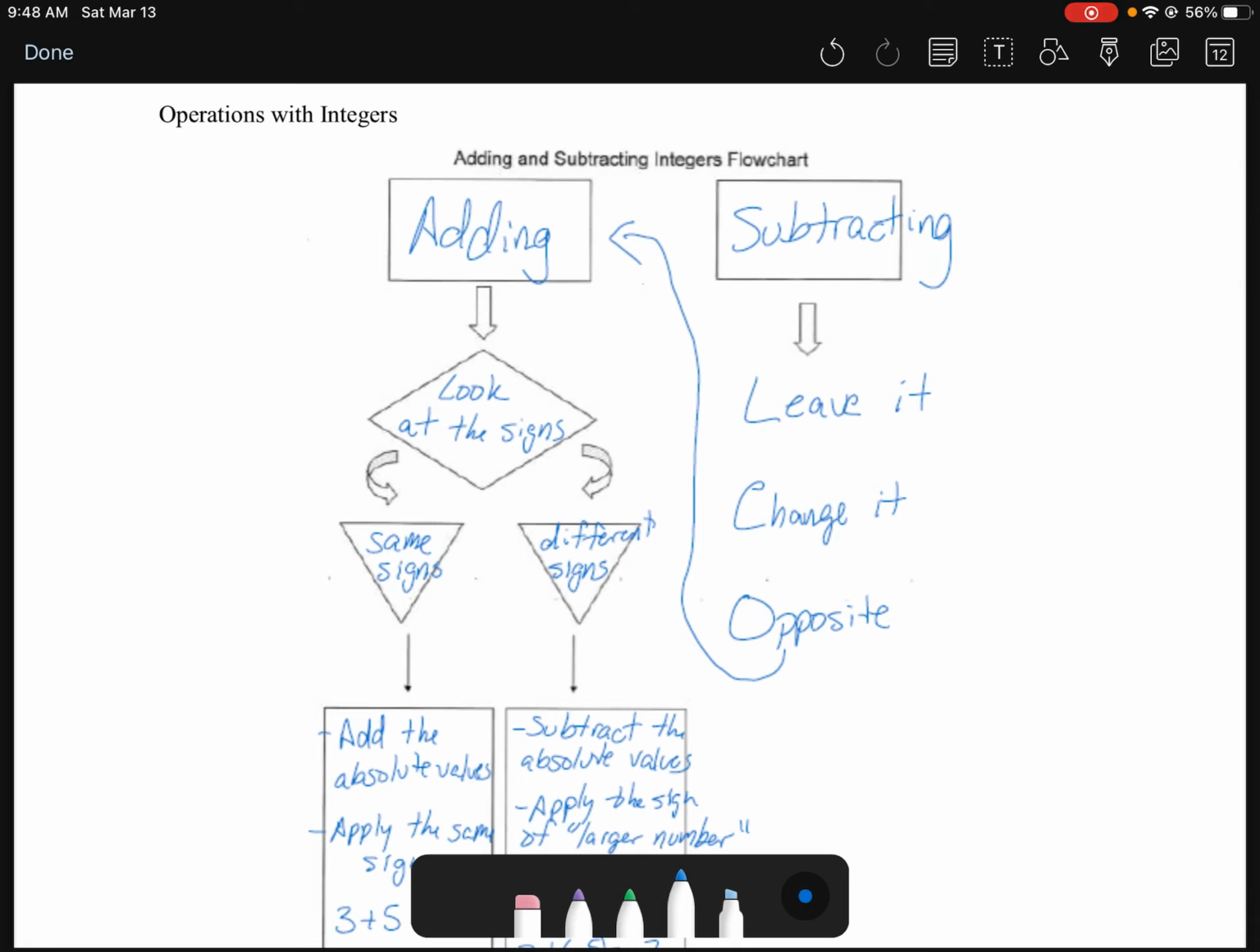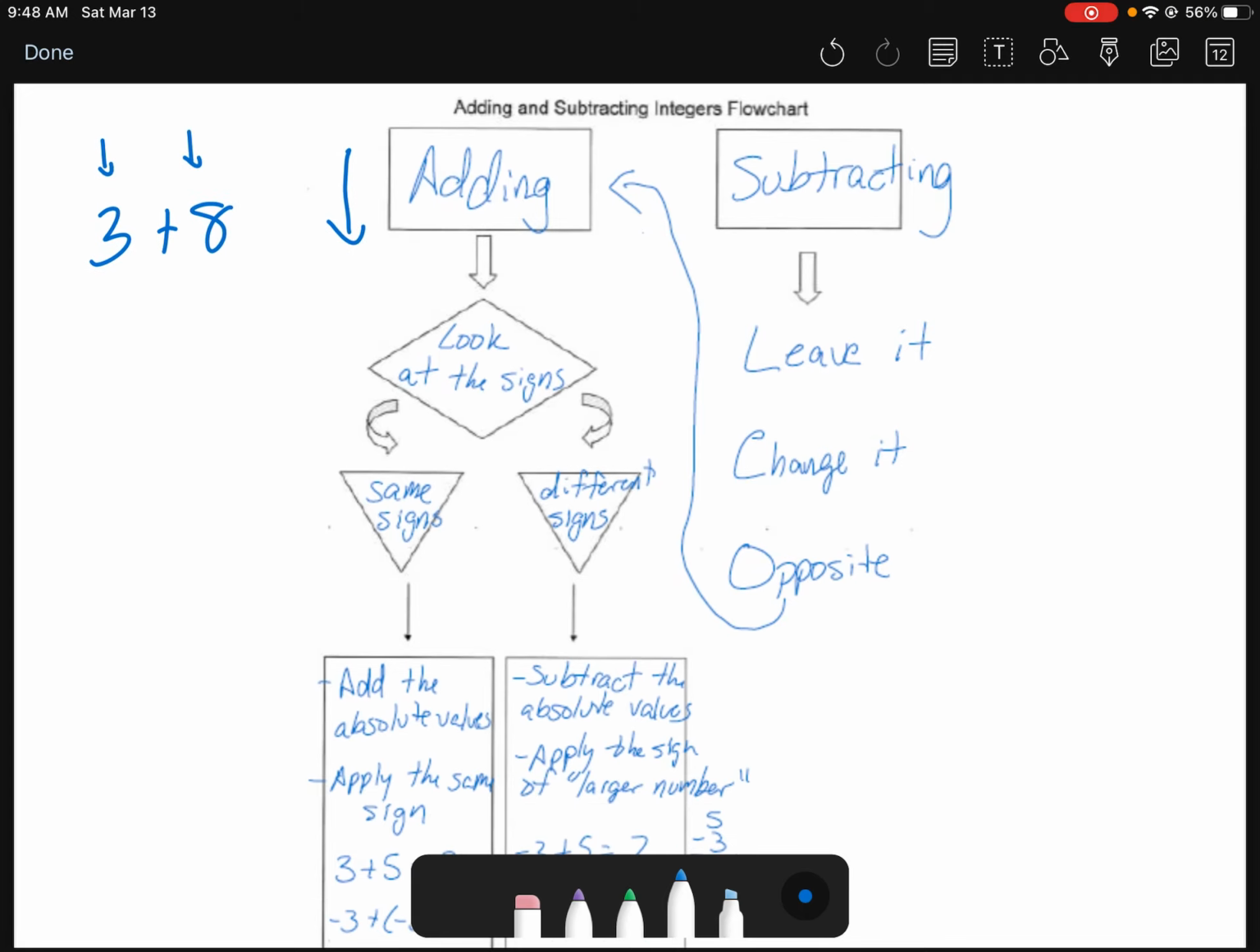So if you look at your problem, for example, if you have 3 plus 8, you see that you're adding the two numbers together. So we'll go down the flowchart with the adding. Looking at the signs, I see that I have the same signs. 3 is positive and 8 is positive. So I'm just going to add those two numbers together. 3 plus 8 is 11. And then I'll apply the same sign that they both have. So because 3 is positive and 8 is positive, my answer will be positive 11.